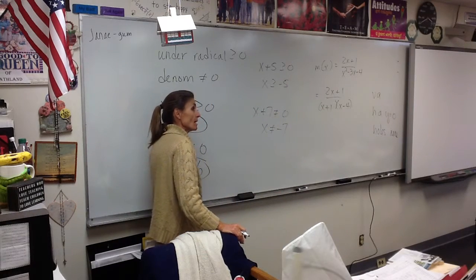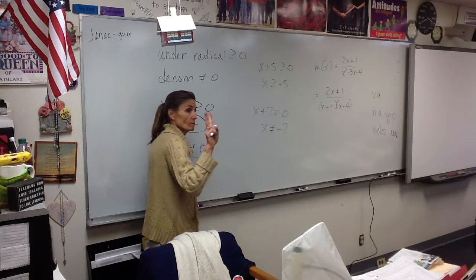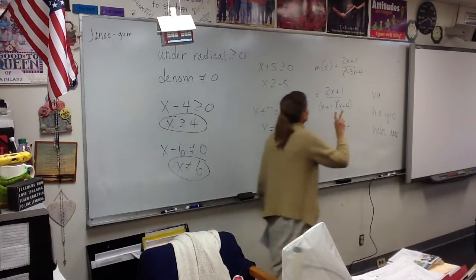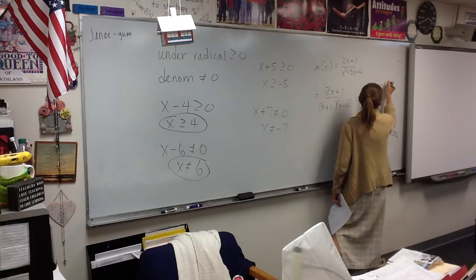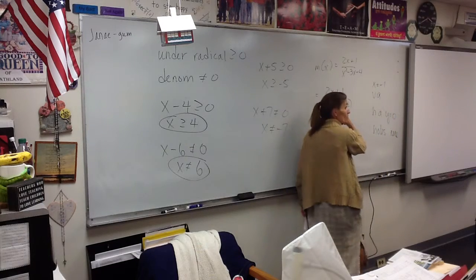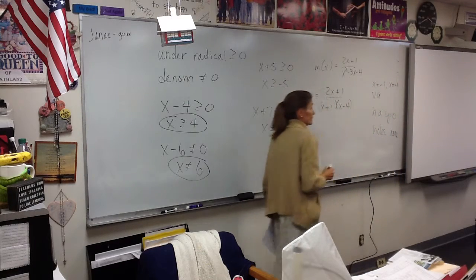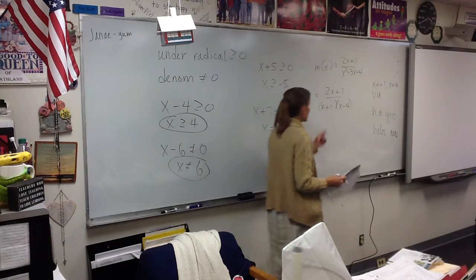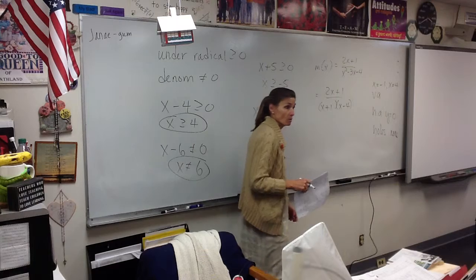All right, how about vertical asymptote? There's 2 of them. Where are they? X equals -1 and x equals 4. There's 2 vertical asymptotes because there's 2 numbers that would make the denominator 0.